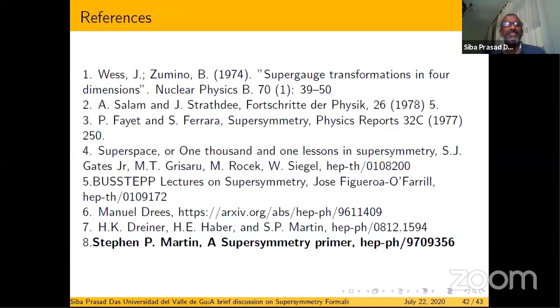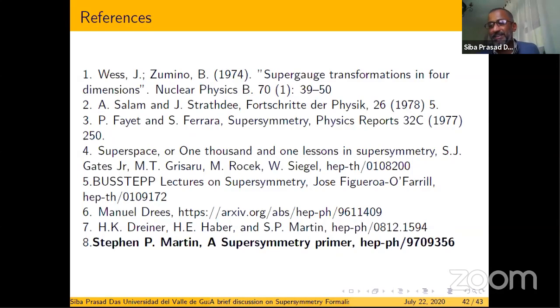And I think these are the references that I followed when I was a student: Julius Wess, Zumino, Salam, Strathdee, Pierre Fayet, Sergio Ferrara. For the mathematical people, I recently found Gates and Siegel, beautiful, beautiful. And there are lectures, references 6 and 7, by Professor Manuel Drees and Professor Howard Baer, who both have supersymmetry reviews. And I'm very happy that I worked with both of them.